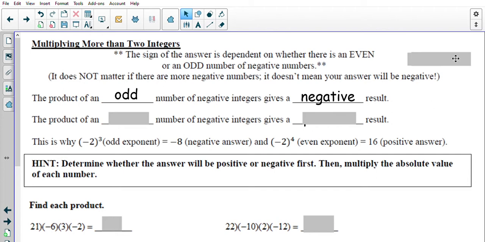The product of an even number of negative integers will give you a positive result, which again makes sense because when we had 2 negatives being multiplied, we got a positive solution, not to be confused with when we add 2 negatives, so be careful there. This is also why when we have exponents and our base is negative, if the exponent is odd, our answer will be negative. And if the exponent is even, our answer is going to be positive. So again, an odd number of negative integers, you get a negative result. An even number of negative integers, you will get a positive result.